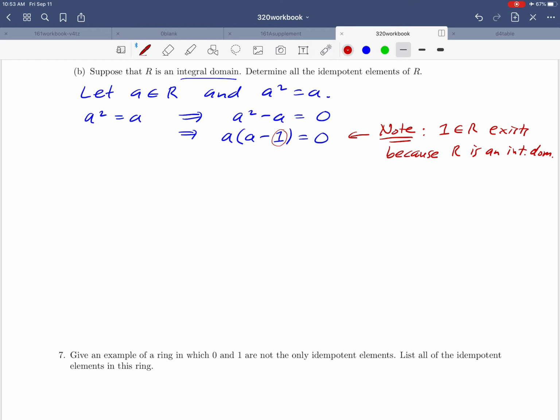Now, here comes the critical step. So we've got A times (A minus 1) equals 0. If this were a problem in an ordinary algebra class in the real numbers, we would look at this and say something like either A equals 0 or A minus 1 equals 0. That's what we'd like to be able to say. The question is, can we say that here? And if so, why can we say it? Well, the key to letting us do that is that we are in an integral domain, which means that there are no zero divisors in this ring.